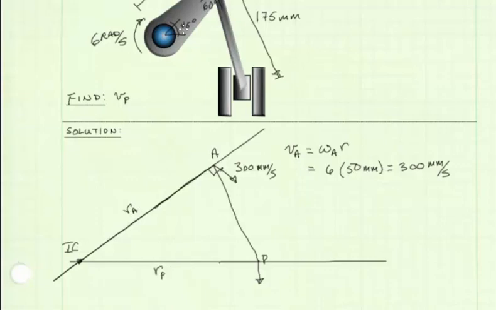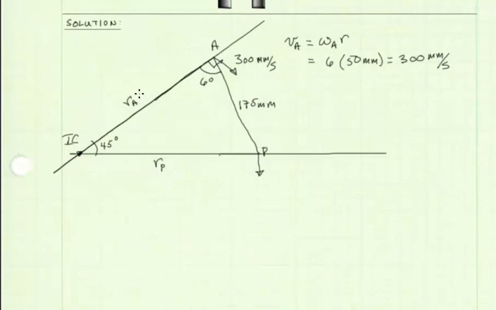We know from our original drawing that this angle here is 45 degrees, and this angle is 60 degrees, and we have a length here of 175 millimeters. Now originally the crankshaft here was 50 millimeters, but we're not going to the end of the crankshaft now, we're going to the instant center, so this length is going to have to be different. So in order to find RA and RP, we're going to have to use the law of sines.